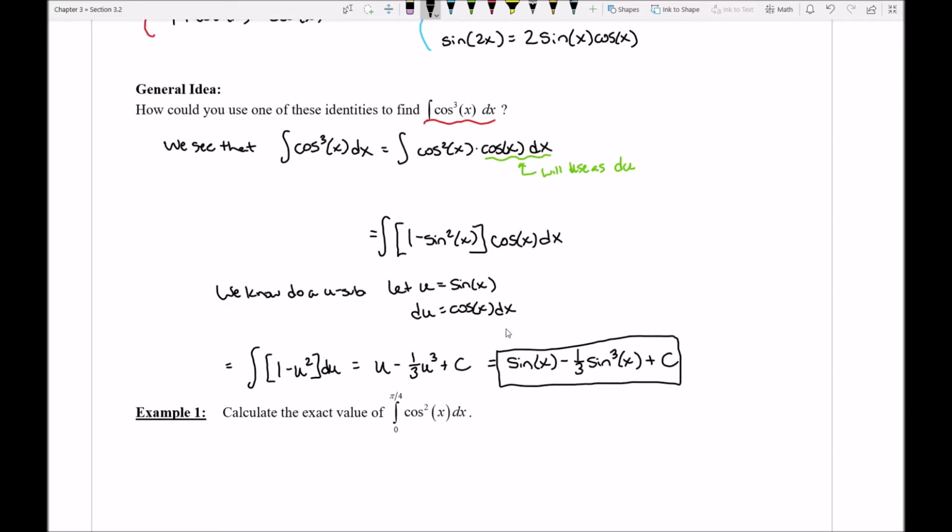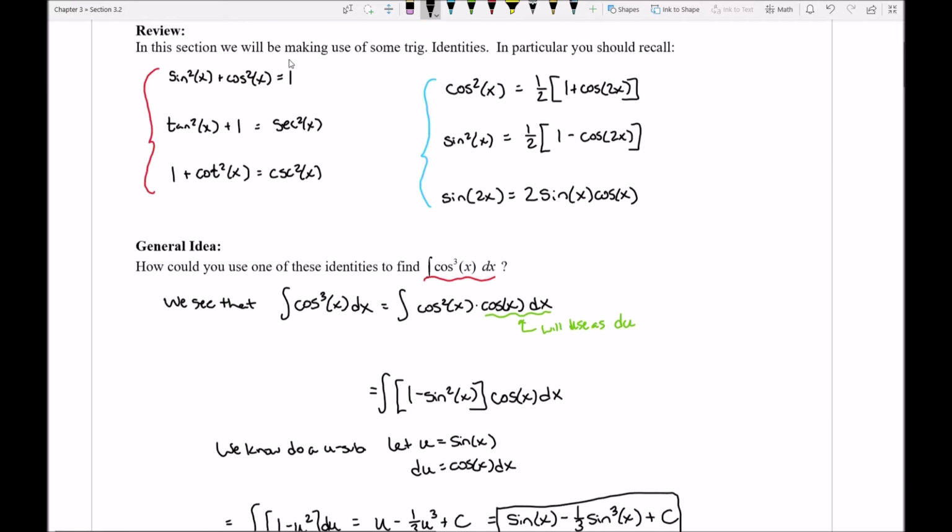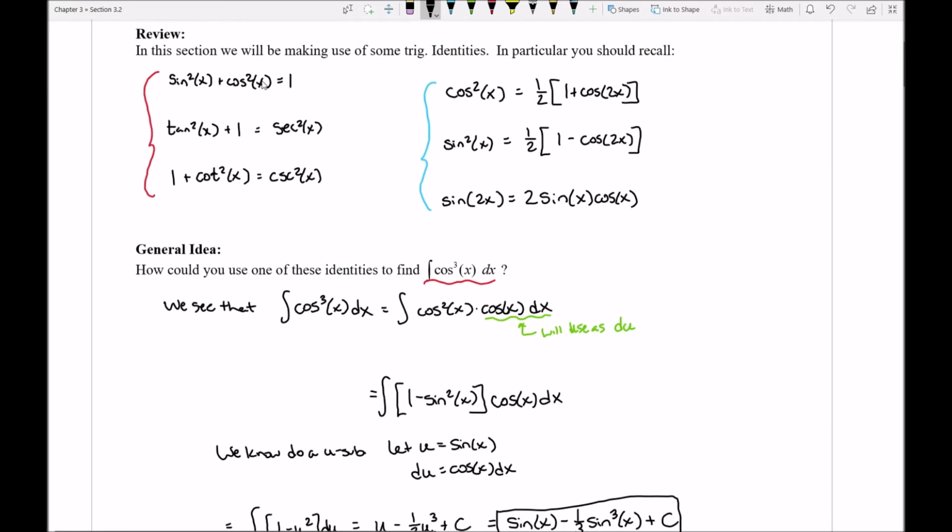So here's a good answer for what is an antiderivative of a cosine cubed of x. And I can see here that I used a red identity to help me perform a U-sub. And that's really going to be the trick or the key that's going to be taking place anytime I use one of these red identities.